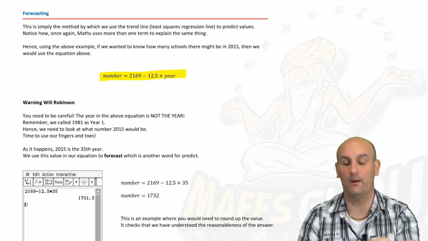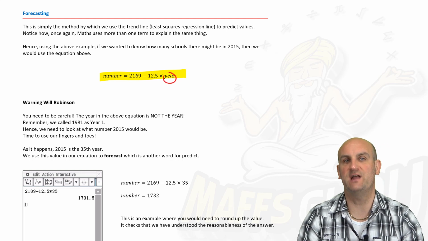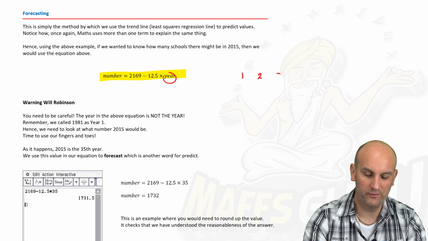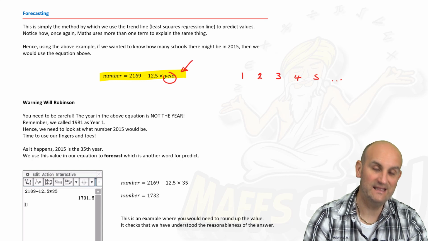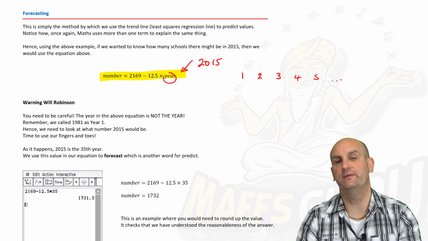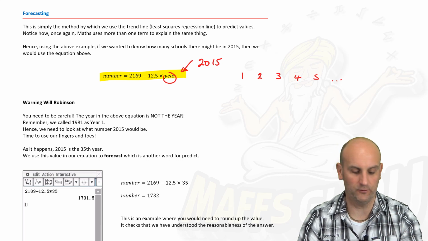And this is where our warning comes in. Why? Because we have changed our years. Remember, we put our years as 1, 2, 3, 4, 5, and so on. This here is never, ever going to be 2015. Okay? You are never going to put the actual year in there. You're going to put the year in that we have numbered. Yes, 1, 2, 3, 4.